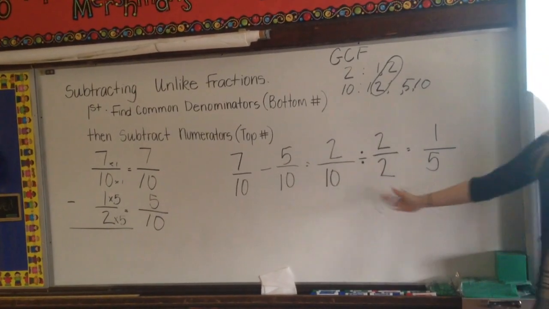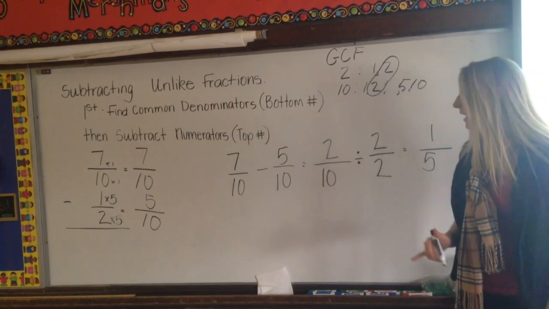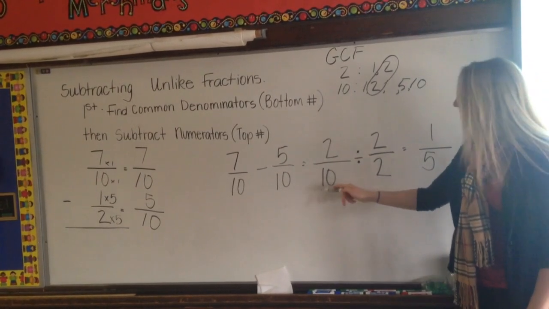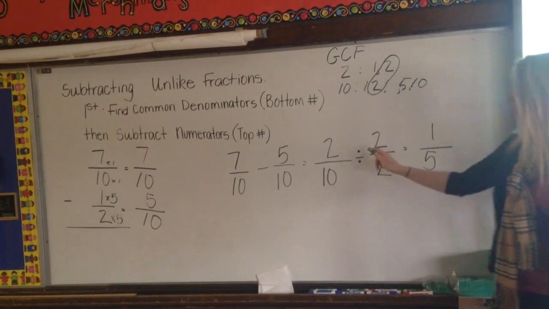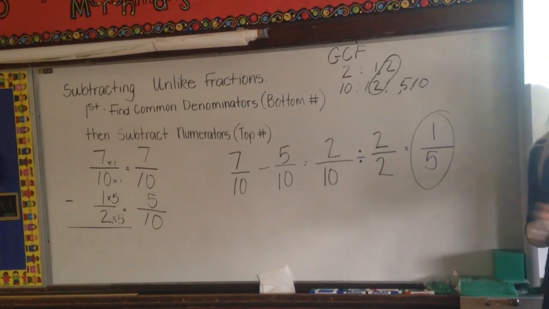Now that's a really complicated way of doing it. Another way you could do this is look at 2/10 and say, okay, 2 goes into 10 how many times? 2 goes into 10 5 times. 2 goes into itself 1 time. So 2/10 is equivalent to 1/5.